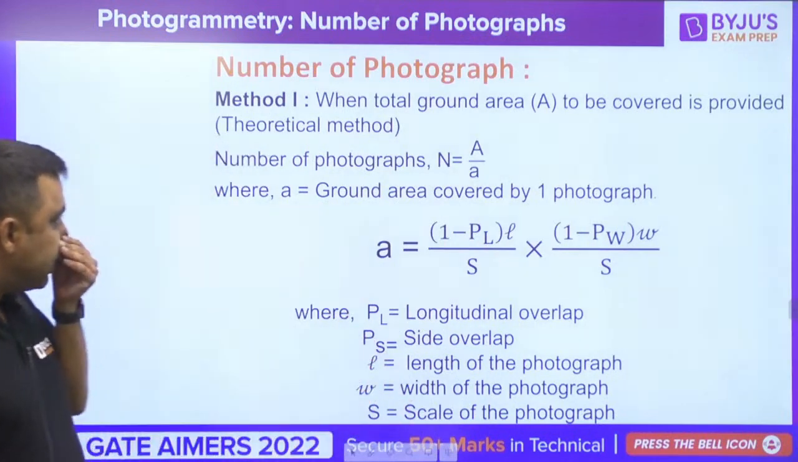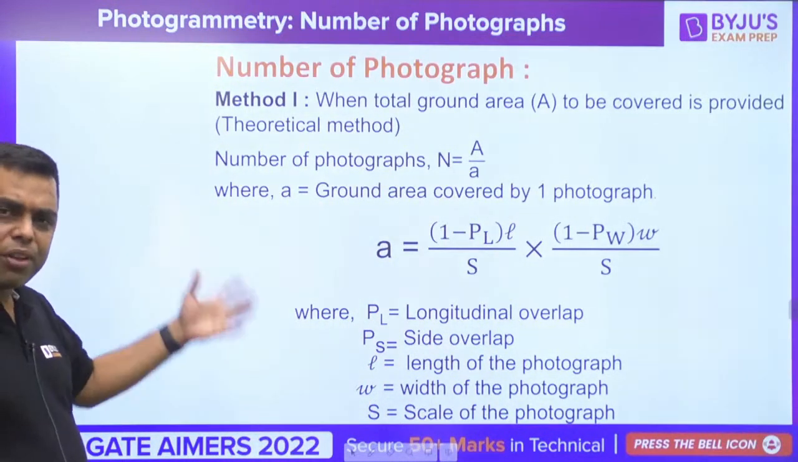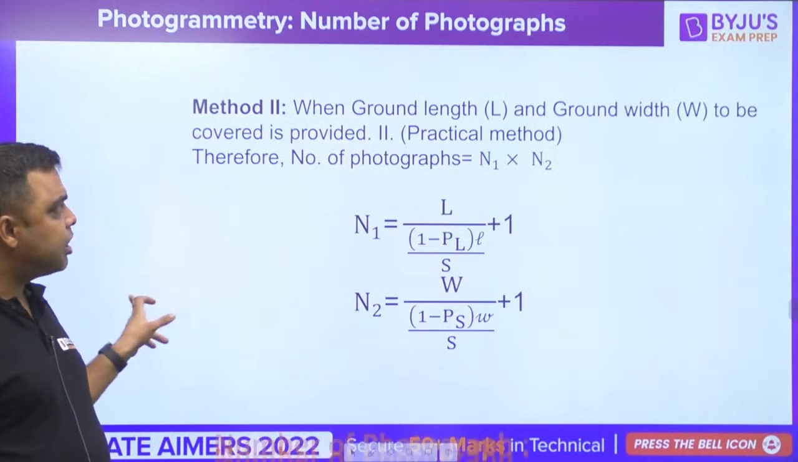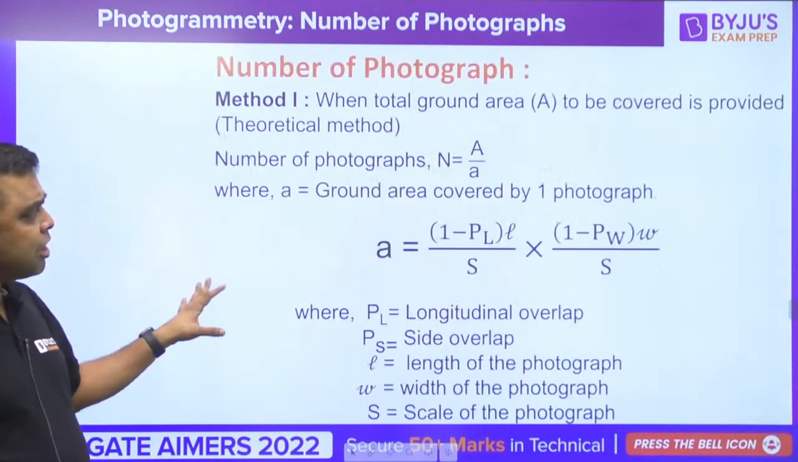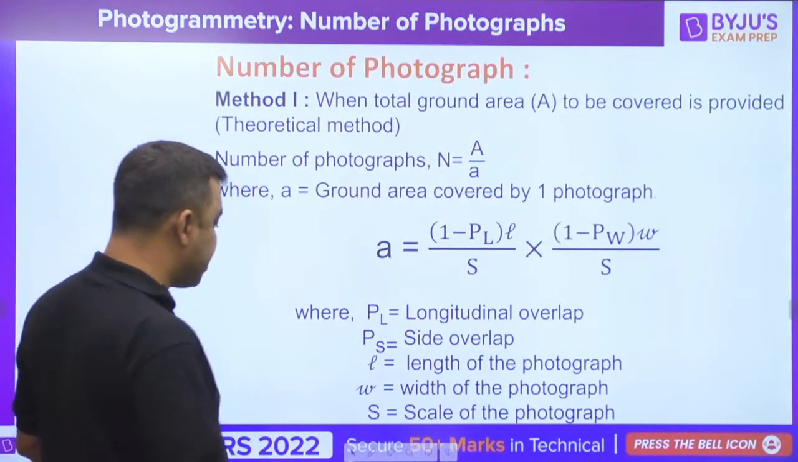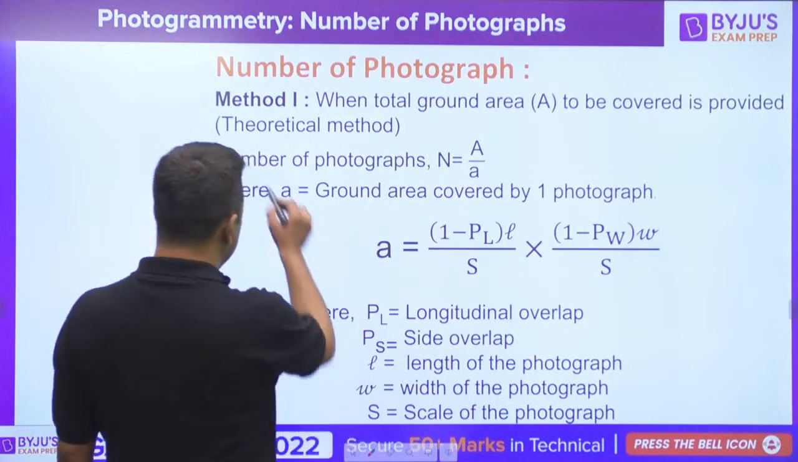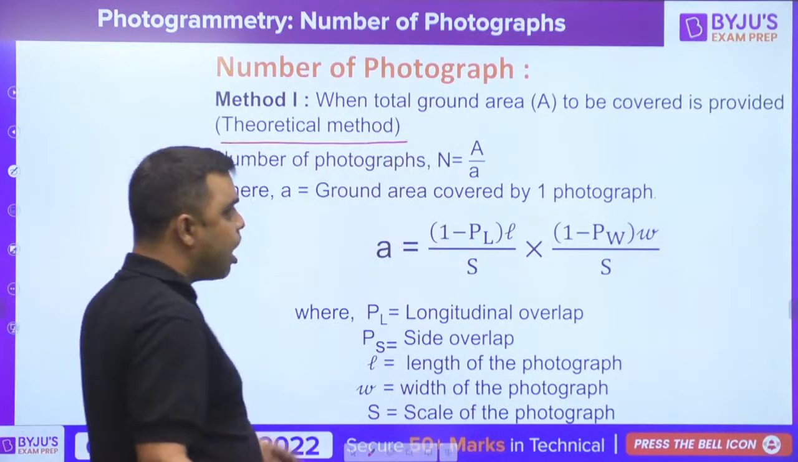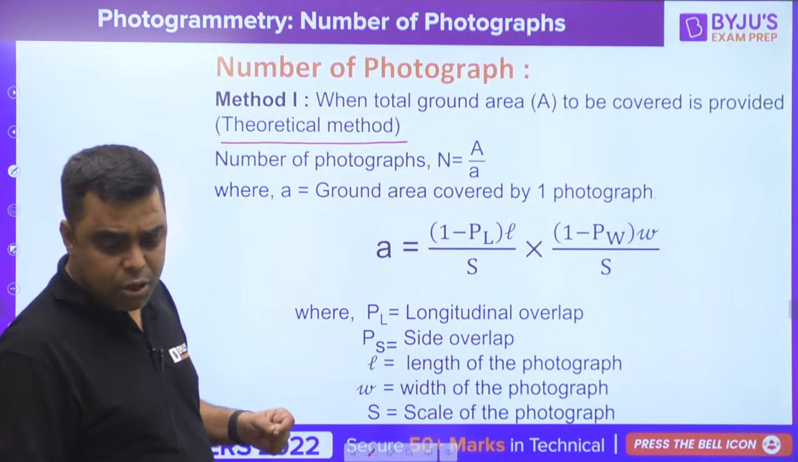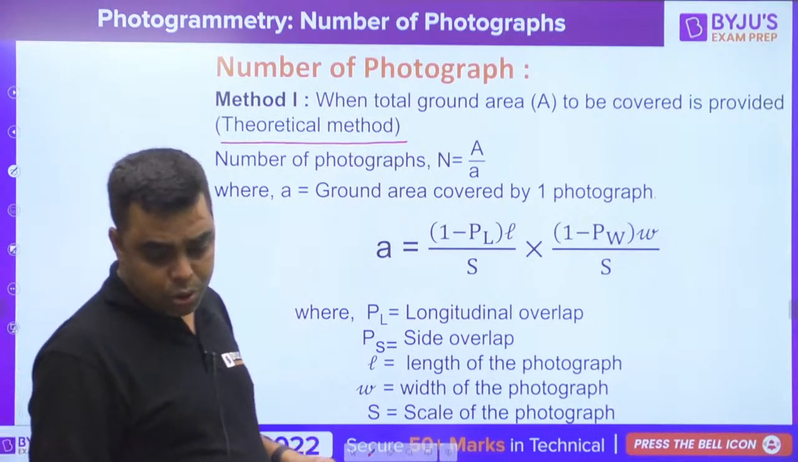Clear? So basically we have two methods. One is method 1 and another is method 2, right? Method 2 is the more practical method, and method 1, guys, is the more theoretical method. Just please try to understand what you are writing over here.